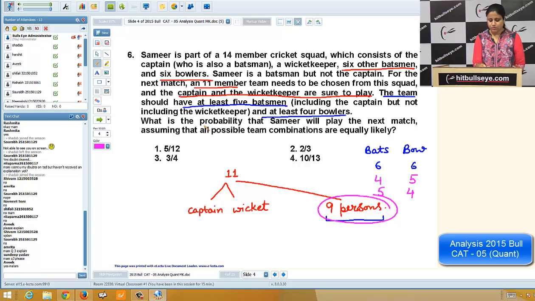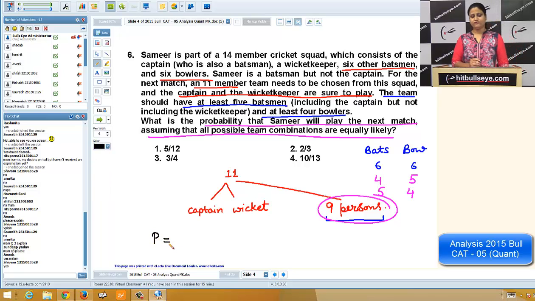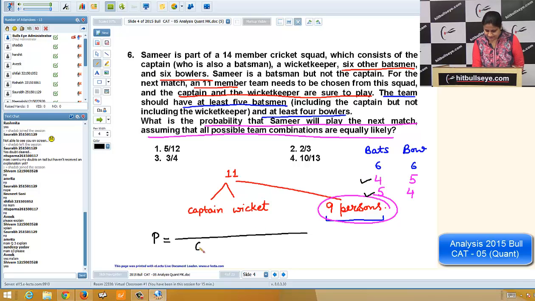Now, what is the question? What is the probability that Sameer will play the next match, assuming that all possible team combinations are equally likely? What is probability's formula? Probability is number of favorable cases divided by number of total cases. First of all, I'm going to write number of total cases. If we are making a choice and we are not considering Sameer in the team, he can play, he cannot play. Say Sameer is not important. So in how many ways can this be done? It will be 6C4 into 6C5 plus 6C5 into 6C4.